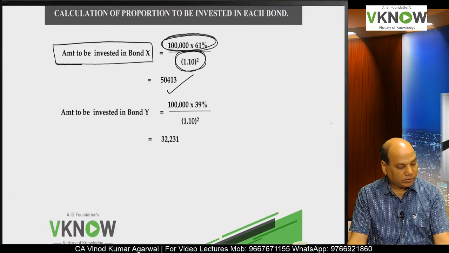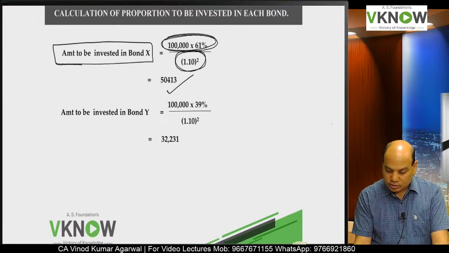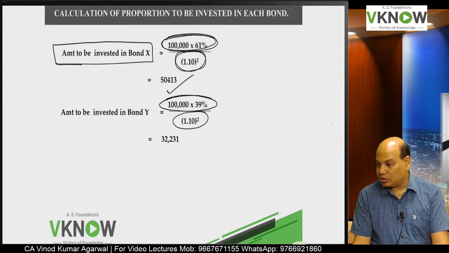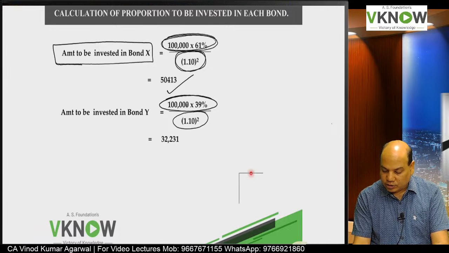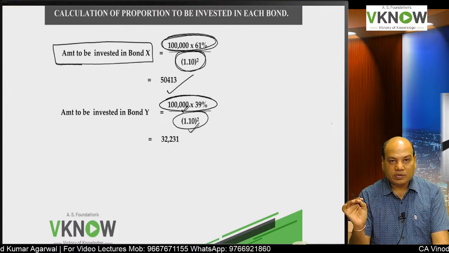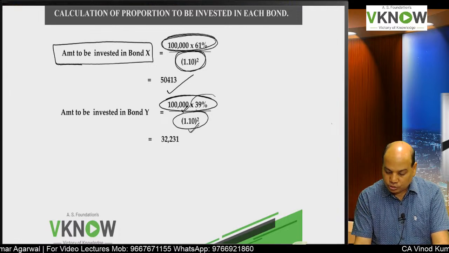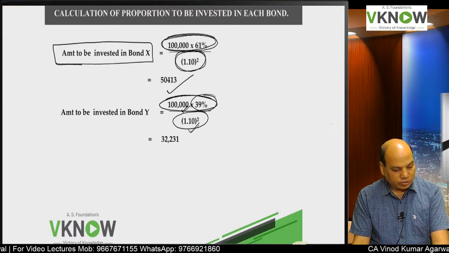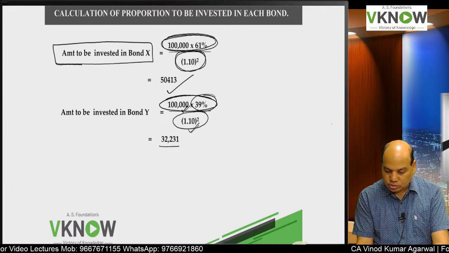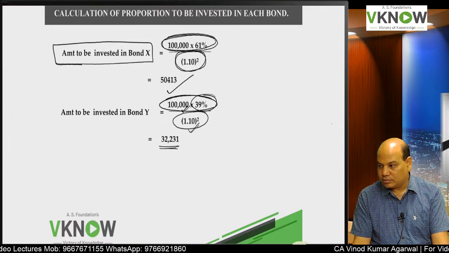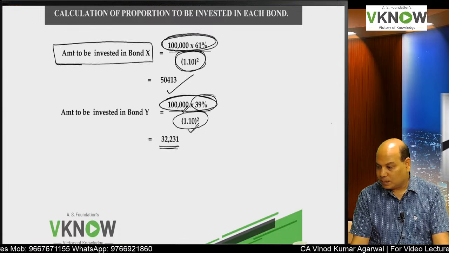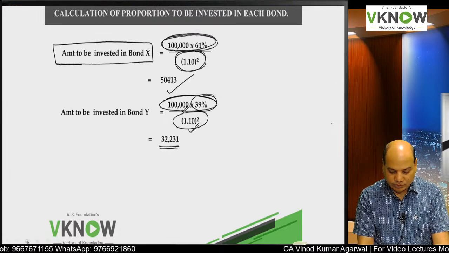And in the same way, take 1 lakh into 39% divided by 1.10 to the power 2. So basically 1 lakh divided by 1.10 to the power 2 is the present value of liability, into 39% is the amount to be invested in bond Y. So that comes to 32231.